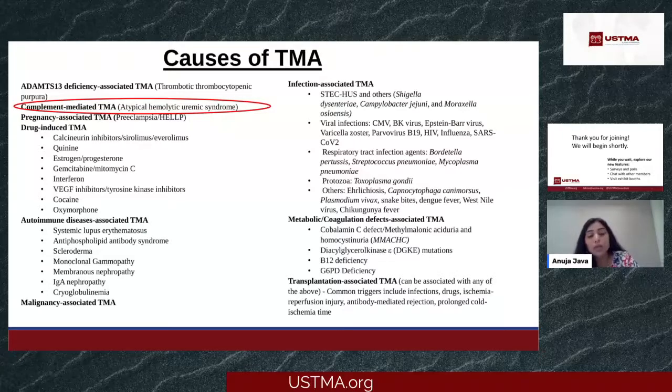Certain autoimmune diseases, commonly lupus, can be associated with TMA. Certain cancers and drugs for cancers or chemotherapy can cause TMAs. There are multiple infections that are associated with it, and we've seen some thrombotic microangiopathies with COVID. There are multiple other metabolic disorders that can be associated that are listed here. And patients after a kidney transplant or a stem cell transplant also can develop a TMA due to multiple risk factors. But for the purposes of my talk today, I'm going to focus on complement-mediated TMA, or what we call atypical hemolytic uremic syndrome.